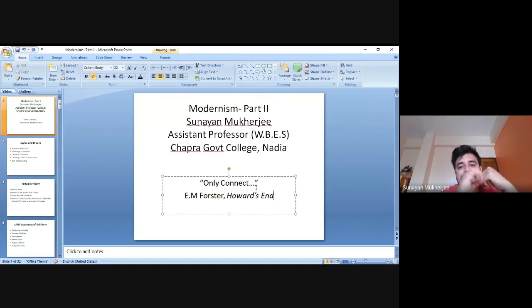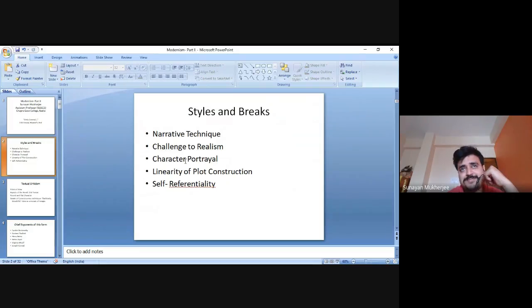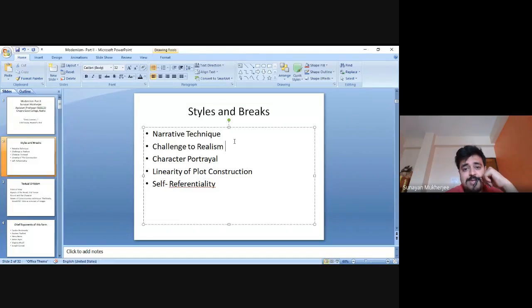This is what modernism is also about. You have to just think, okay, what's happening. Last class I discussed what modernism is. Once again, a recapitulation: it's about a narrative technique which is different from what we used to read in the past. It's a sort of challenge to realism.